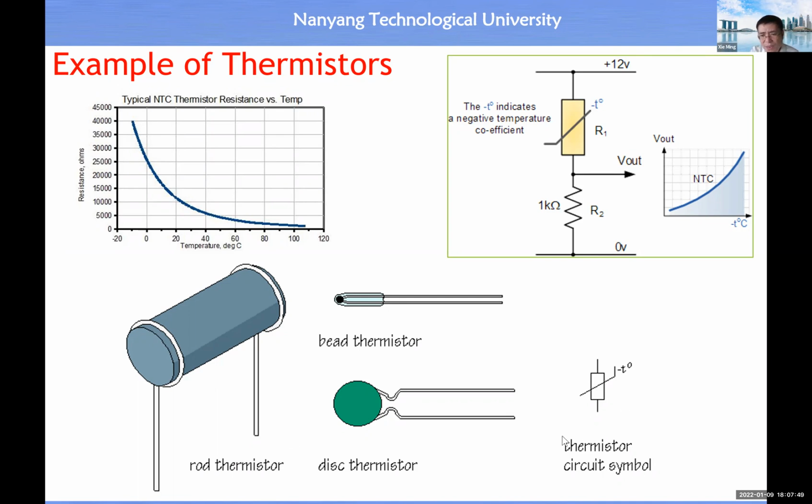Graphically, we use this symbol to represent a thermistor. You see, we put the T and raise it to the power 0. And if this is NTC, we put the negative. If it is a PTC, we do not put the negative sign. Negative means it's NTC. And physically, you will see a thermistor looks like this. So it's quite straightforward.